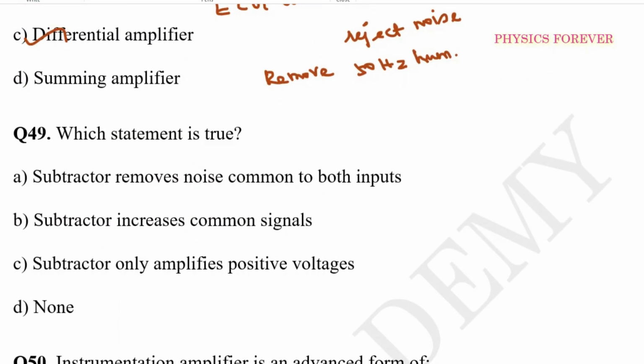Then question 49, which statement is true? Subtractor increases the common signal is wrong. Subtractor removes the noise. We saw this earlier, so there is a chance it will come. Subtractor only amplifies, so this is wrong. So option A is correct: subtractor removes noise common to both inputs. These are all the uses in biomedical cases.